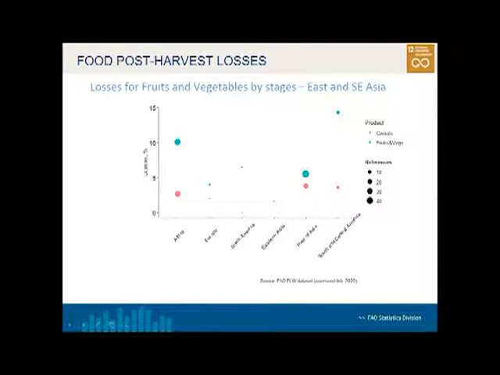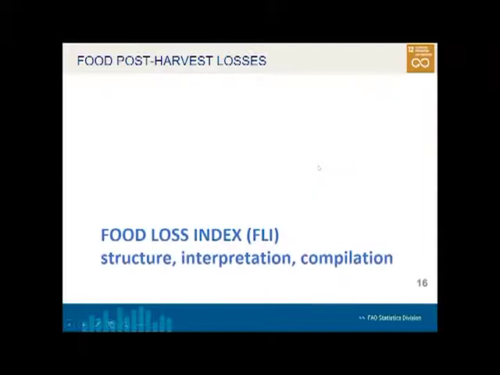For example, you can see fruit losses of South and Central America being much higher than in the rest of the world here, and East Asia having very few observation points for cereals here, and the rest of Asia here, where, of course, fruit losses are higher than cereal losses, but not that much higher.